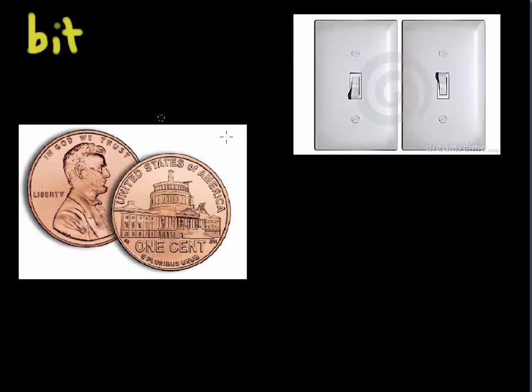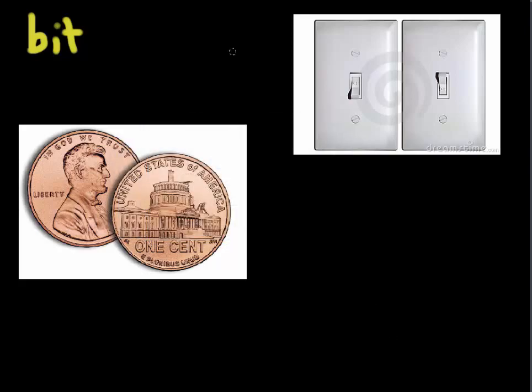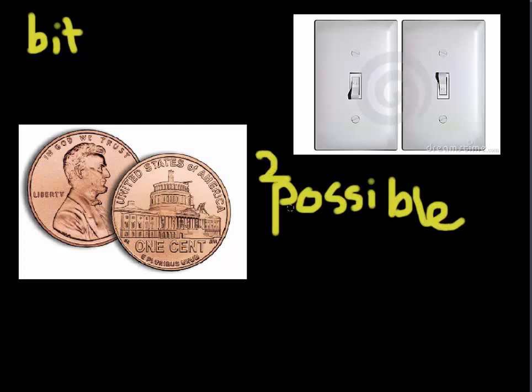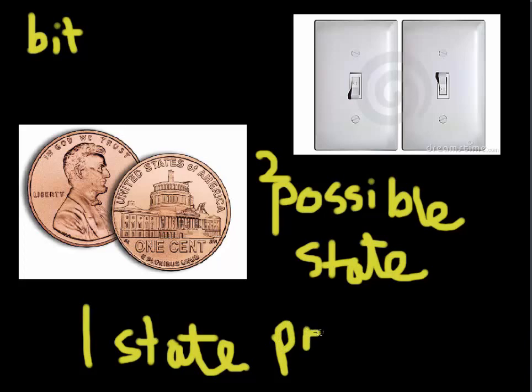Let me first say what the definition of a bit is. A bit is a thing that always has two possible states. But at any certain moment in space and time, there will only be one state present. So there are two possible states, but at a certain time only one state is present, or you can also say visible.